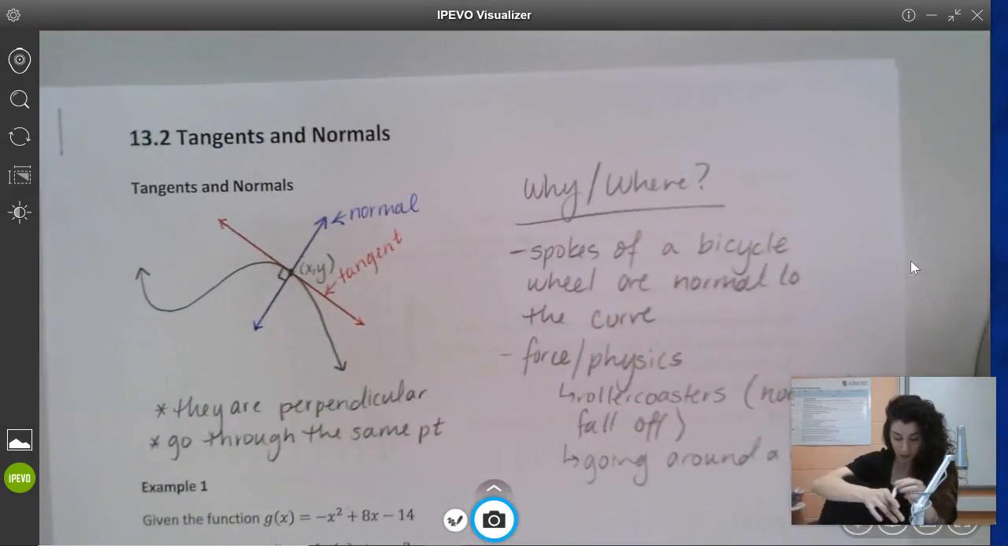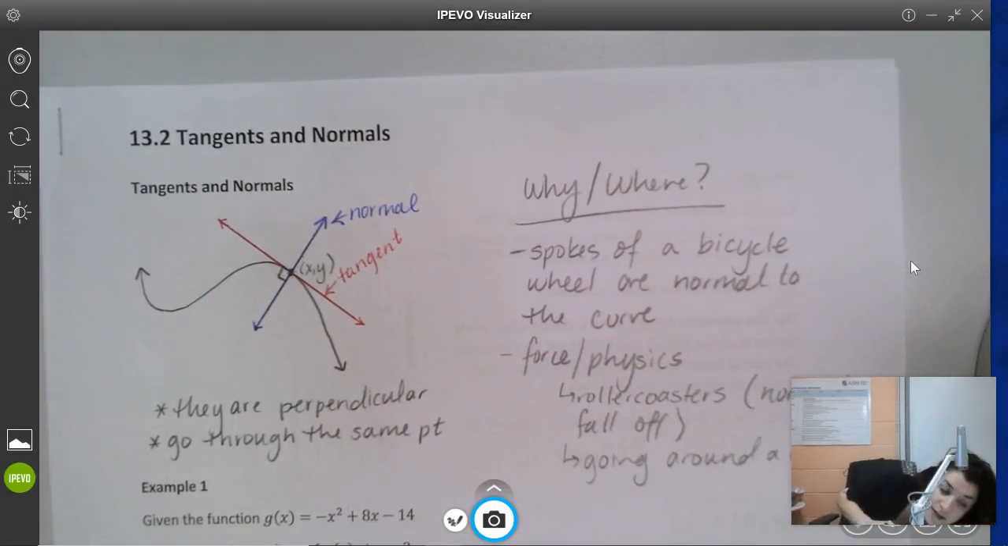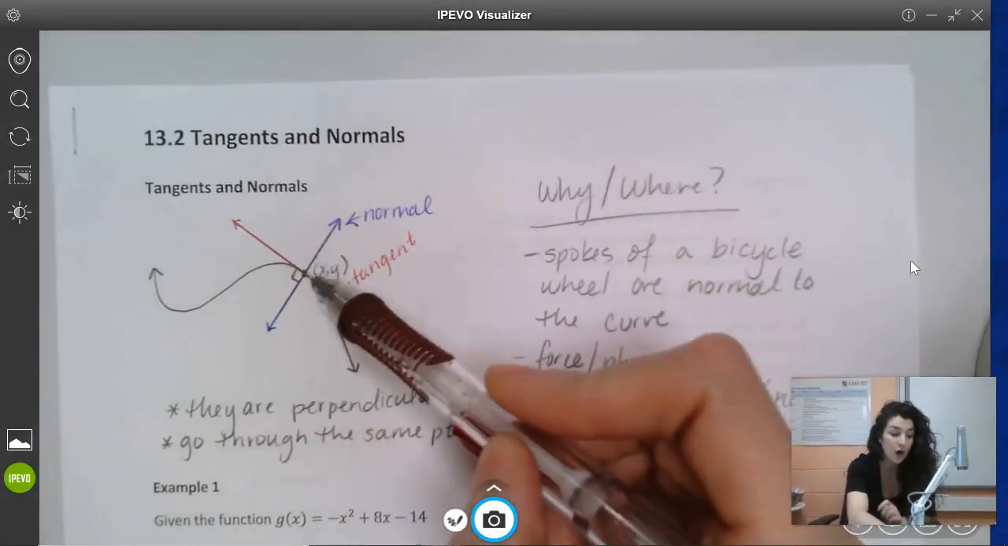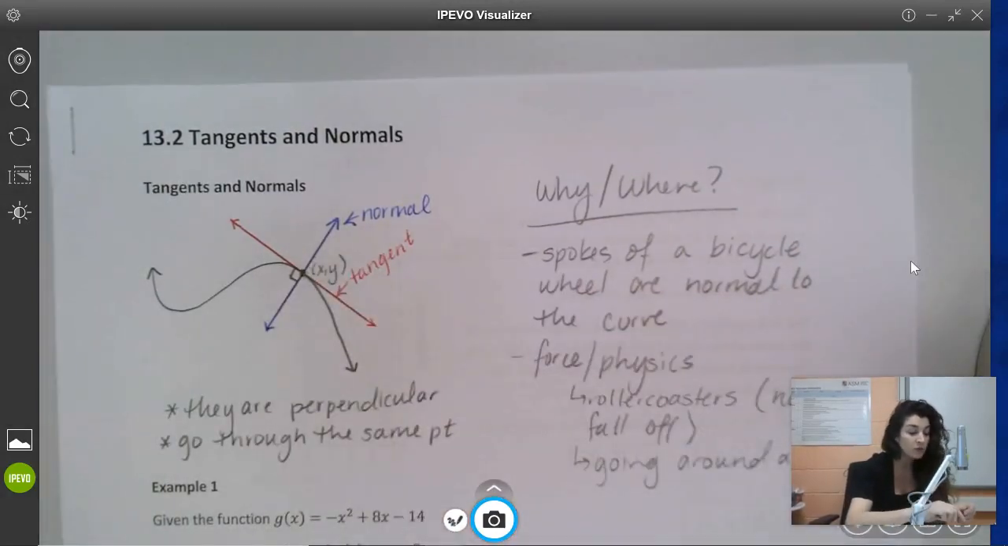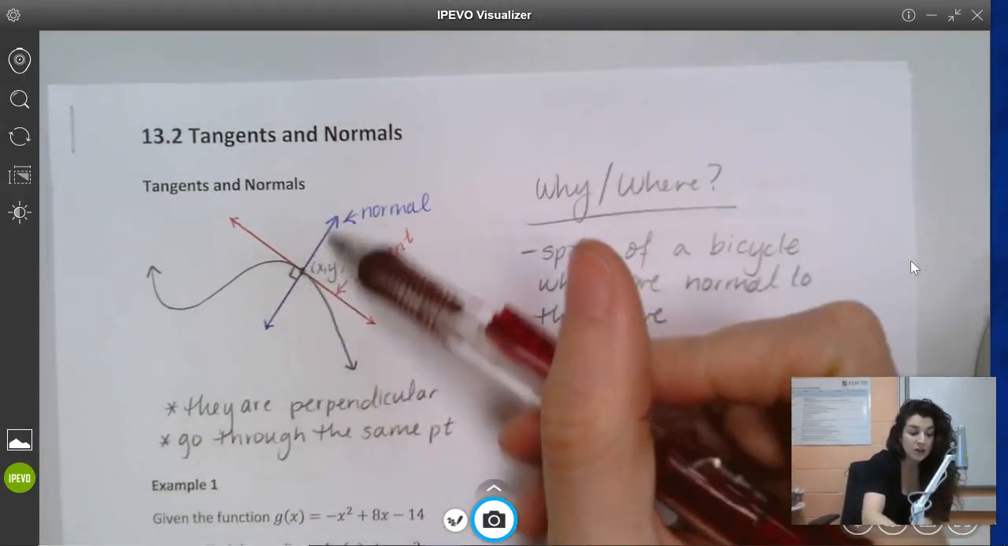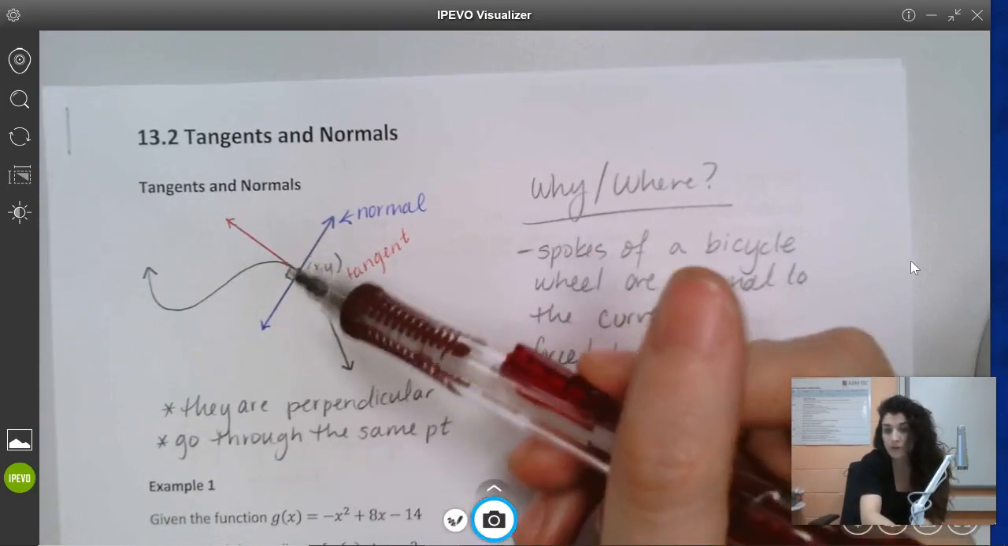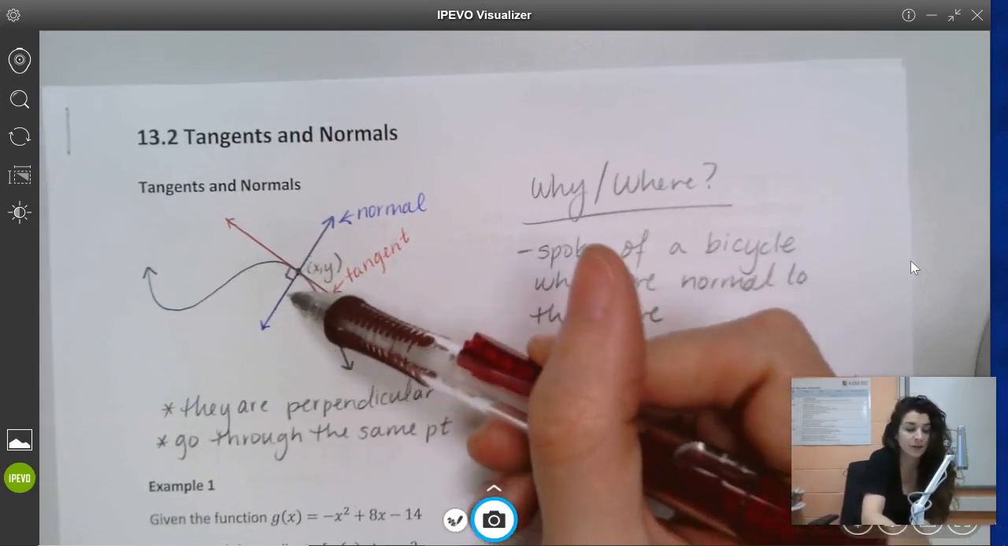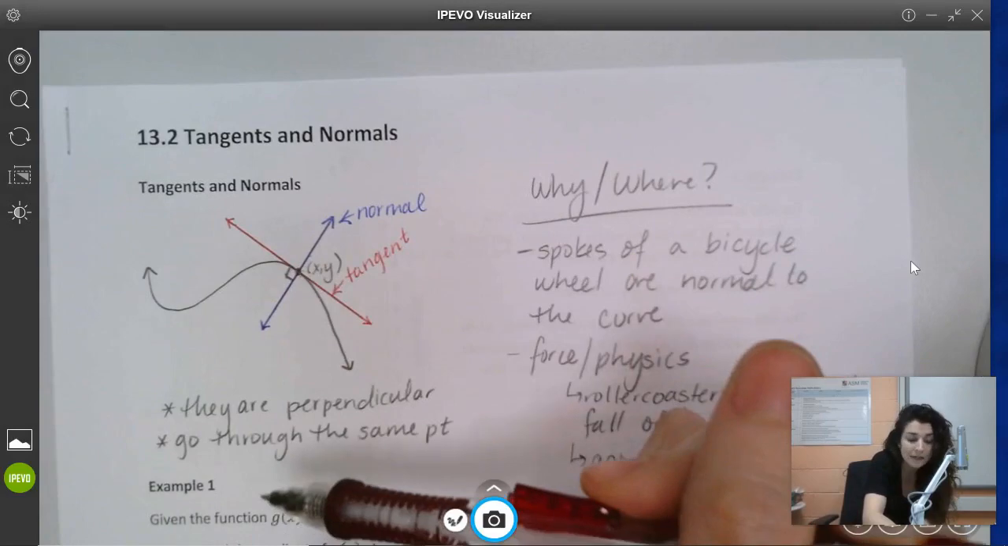So remember that your normal line and your tangent line have a relationship that they go through the same point that is on the graph, where the point where the line is tangent. And so they both go through that same point, and also they are perpendicular to each other, right? They cross at a 90-degree angle.